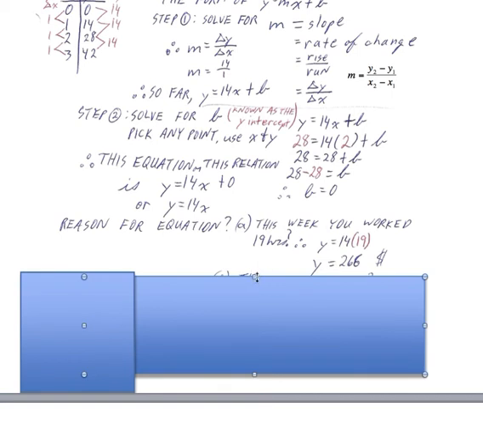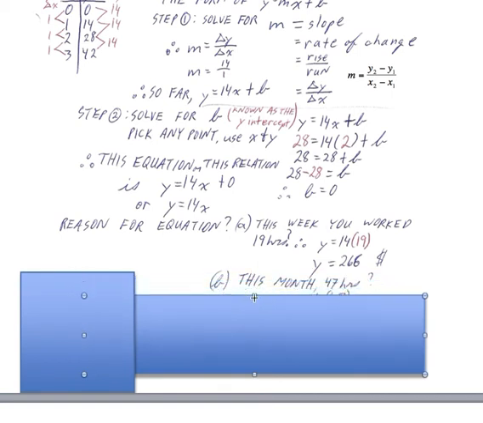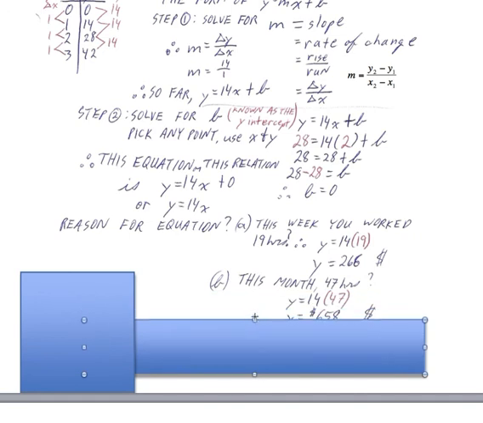Yeah, true. But let's say you've worked a month, 47 hours. So you're going to tell me you're going to do a table up to 47 hours? Nobody's going to do that. But once we have the equation that represents this line, we can punch it in, and $658. Very simply and quickly.